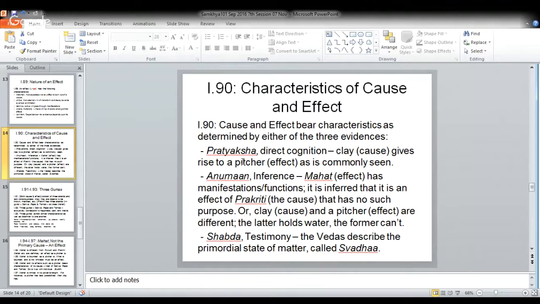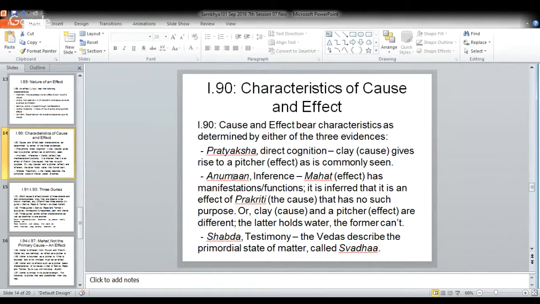And this is directly perceptible to us. We have the direct perception of this, and this is what is commonly seen. And their relationship, that a pitcher can be made out of clay only. It cannot be made out of cotton wool, for example.